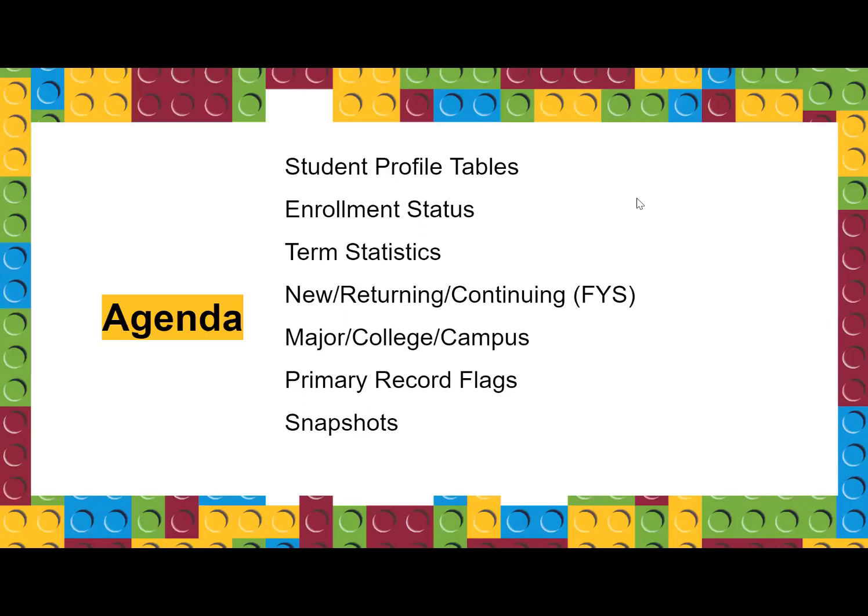So I'm going to tell you what the student profile tables are and why we have them. And then we'll focus on some of the different types of data that people like to get out of those tables. The various fields related to the enrollment status, term statistics, which is things like GPA and credit hours, the new returning continuing status and how that's calculated and what we use it for. The major, college, and campus. If we have time, we can drill into the primary record flags. You can learn about what's primary and why, and how to get to the non-primary, and then the snapshots.